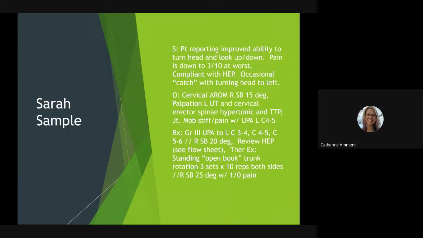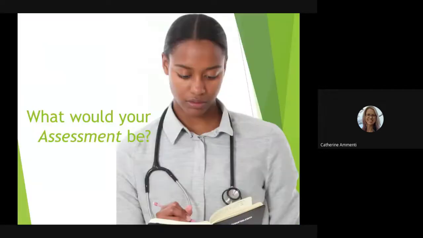but they documented it here as standing open book trunk rotation, 3 sets of 10, both sides, yielding right side bend going up to 25 degrees with 1 out of 10 pain. So again, I want you to think about how that was documented, and is there a better way that the treatment could have been documented? So go back to the WWWPA and look and see how you might do that differently.